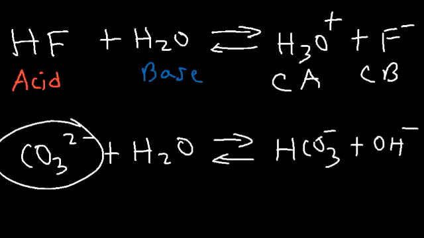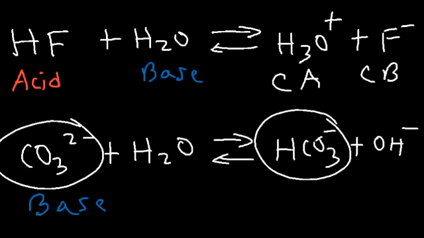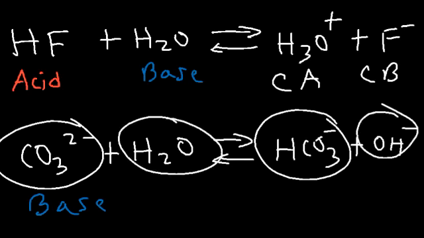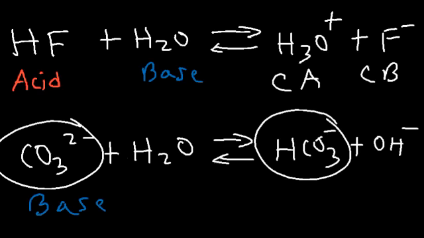So carbonate accepted a hydrogen atom, or to be more precise, a hydrogen ion. It went from CO3 to HCO3. So because it accepted a hydrogen ion, it is the Bronsted-Lowry base. It is the proton acceptor. Now water released or gave away a hydrogen ion. It went from H2O to OH minus. So because water lost the hydrogen ion, it is the Bronsted-Lowry acid.